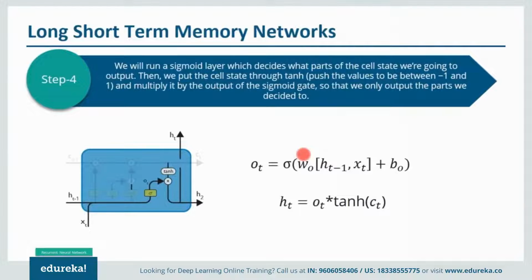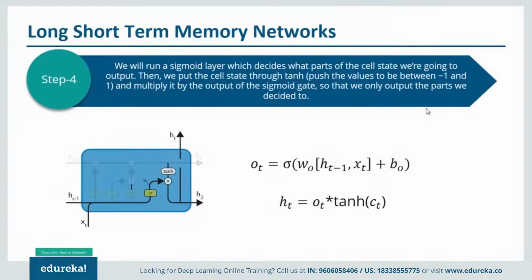Alright, now I'll take the example of that language model again. Since it just saw a subject, it might want to output information relevant to a verb, in case that's what is coming next. For example, it might output whether the subject is singular or plural, so that we know what form a verb should be conjugated into. Alright, and you can see from the equations as well. Again, we have a sigmoid function. Then whatever output we get from there, we multiply it with tanh CT to get the new output.